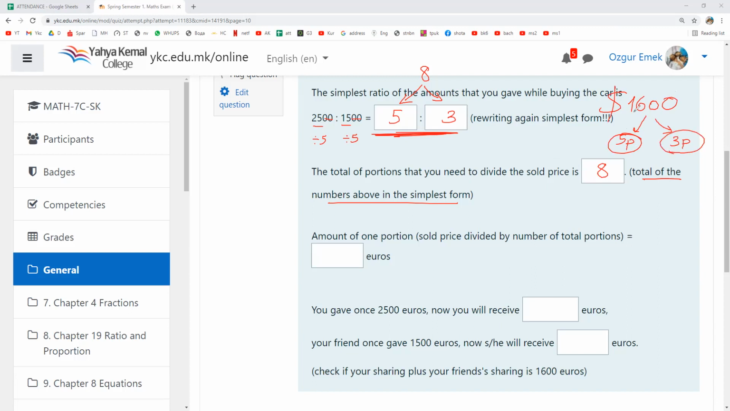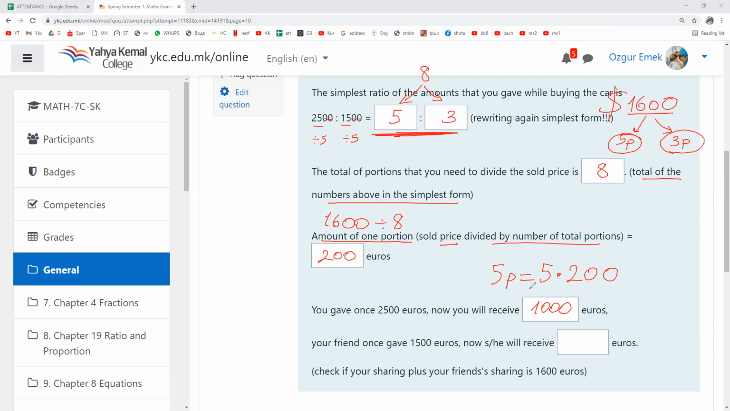So we need to divide 1,600 into 8 to find the amount of one portion, in other words, the sale price divided by the total number of portions. So 1,600 divided by 8 is 200 euros. So every part is 200 euros. How about 5 parts? 5 times 200, you need to have 1,000 euros.